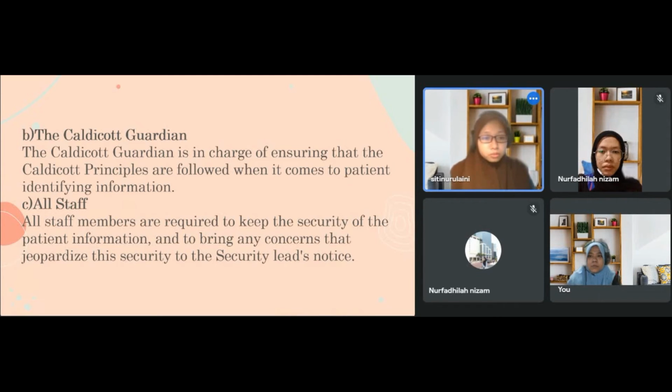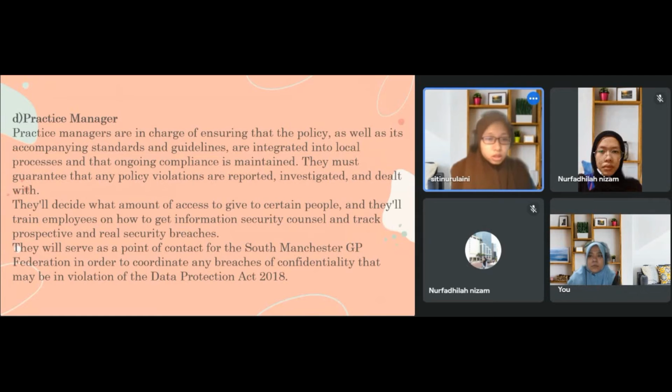Next. Practice manager. Practice manager are in charge of ensuring the policy, as well as IT and company standards and guidelines are integrated into local process and that ongoing compliance is maintained. They must verify that any policy violation are reported, investigated and dealt with.